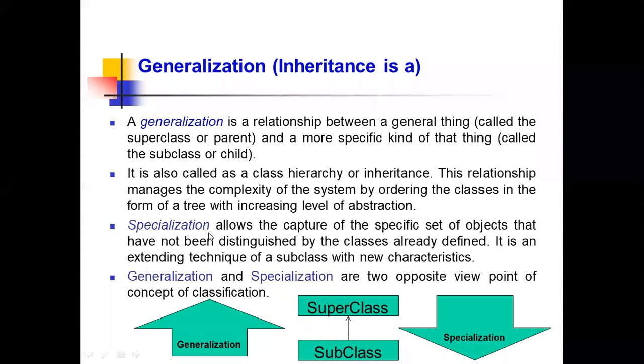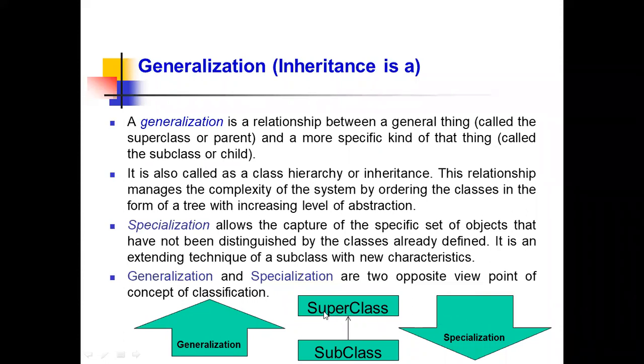Then specialization. It allows the capture of the specific set of objects that have not been distinguished by the classes already defined. It is an extending technique of a subclass with new characteristics. Here you can see the representation of generalization and specialization. Generalization and specialization are two opposite viewpoints of the concept of classification. Specialization is exactly opposed to generalization.